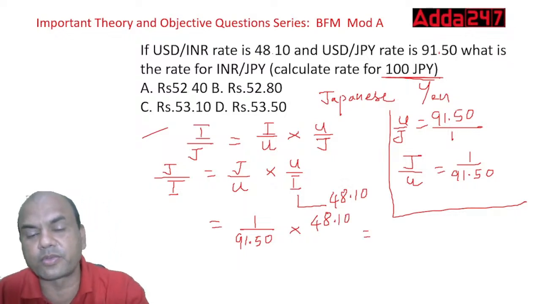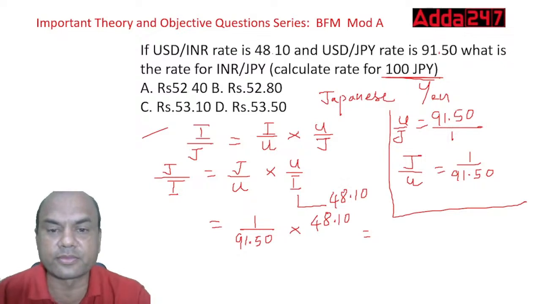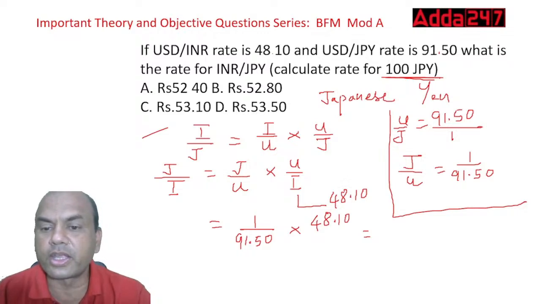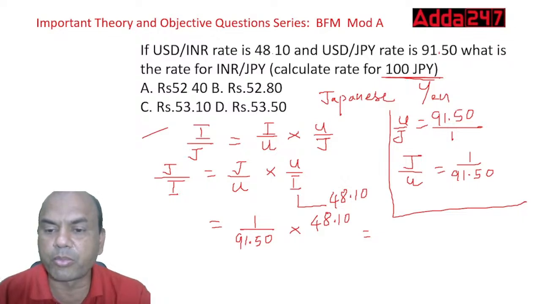Okay, so what is the answer now? Do it on the calculator, everyone. Try it on the calculator. Let me get the answer in the comment section. Everyone, give me the answer in the comment section. 48.1 divided by 91.5. Okay, so it is 0.5256.